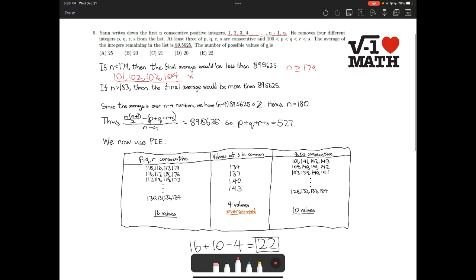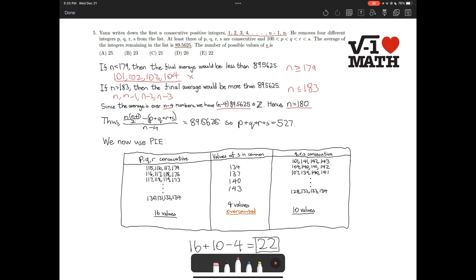We have similar reasoning for the upper bound. If n is greater than 183, then even if we remove n minus 1, n minus 2, and n minus 3, we're still going to have a final average of more than 89.5625. So n is less than or equal to 183. Now we have an average remaining over n minus 4 numbers, because we started with n numbers and removed 4 of them. Hence, the remaining sum must be an integer. So we test each of the values from 179 to 183, and in fact, only 180 works.